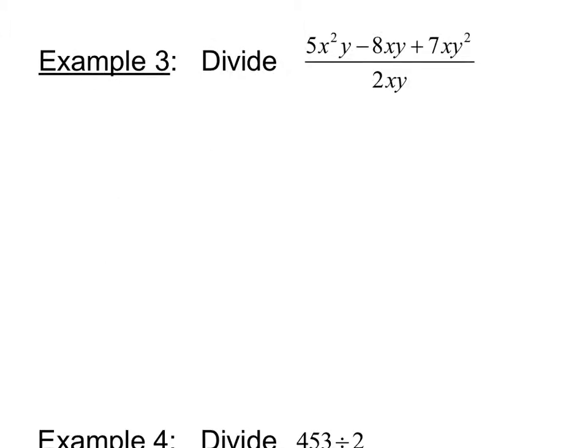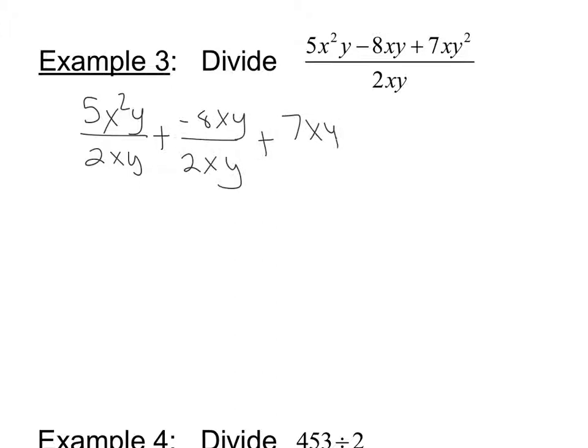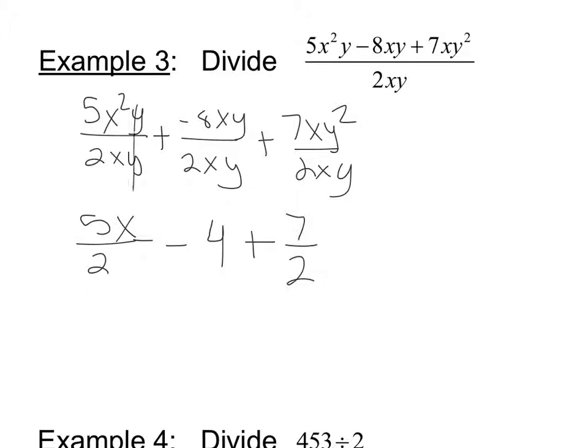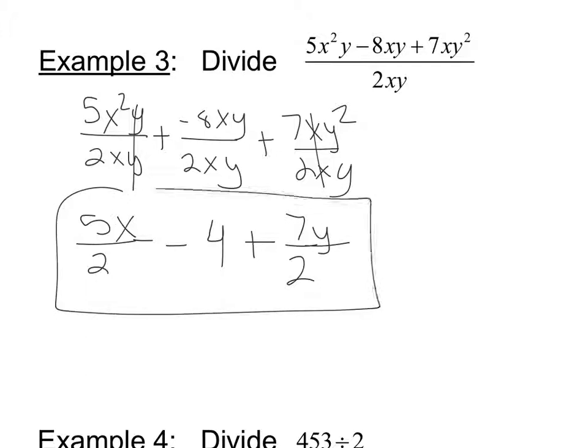Alright, so here's another one. So you have 5x squared y over 2xy plus negative 8xy over 2xy plus 7xy squared over 2xy. So here you have 5 over 2. X is the only thing left. And this is actually going to be minus 4 plus 7 over 2, because the y's, so the x's are going to cancel here. The y is going to be on top. There we go. Let's take a look at another.